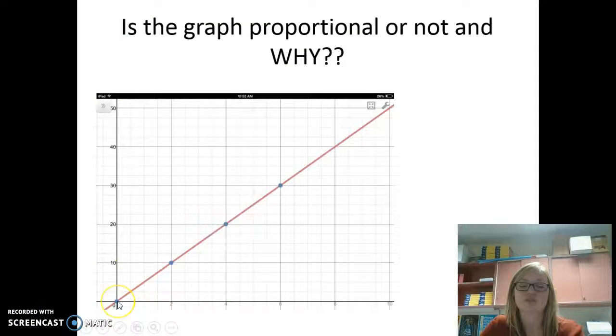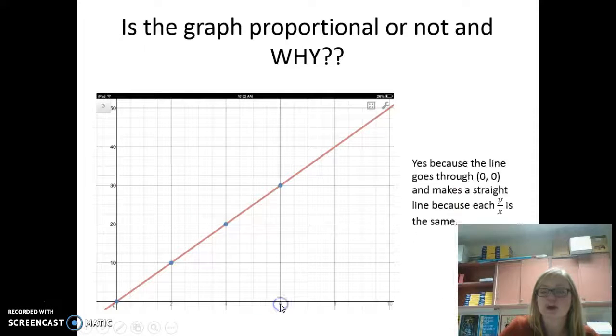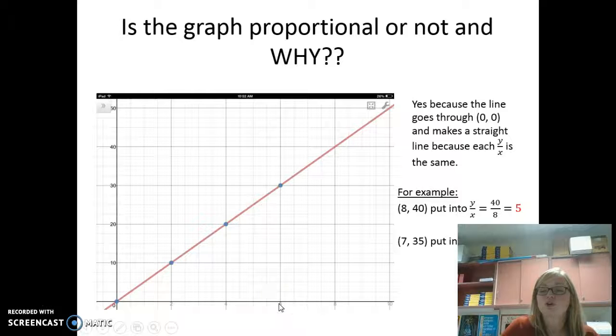So this graph goes through 0, 0, and it makes a straight line. And if we did the constant rate of change, for this point, we would do 10 divided by 2, which is 5. For this point, we would do 20 divided by 4, which is also 5. For this point, we would do 30 divided by 6, which is also 5. So those fit every qualification, the 3 key ideas.